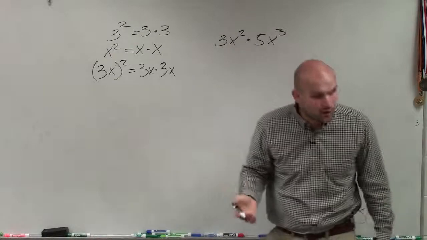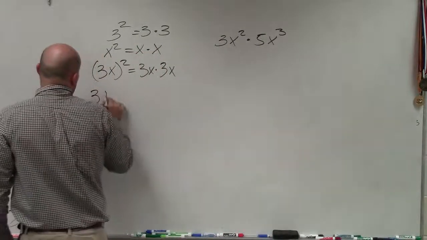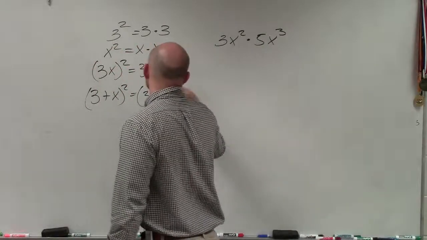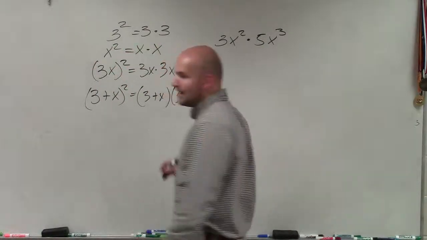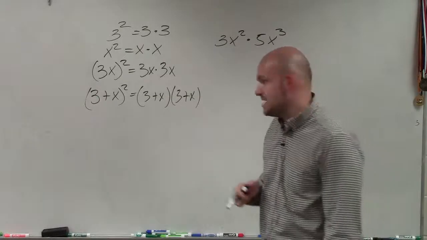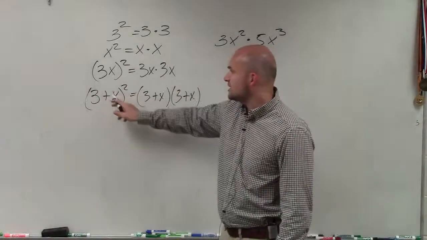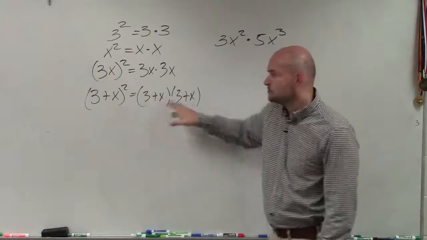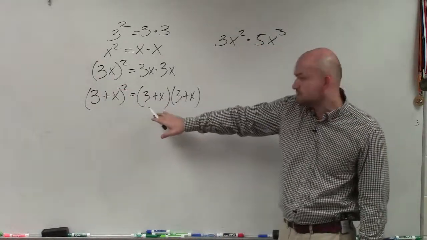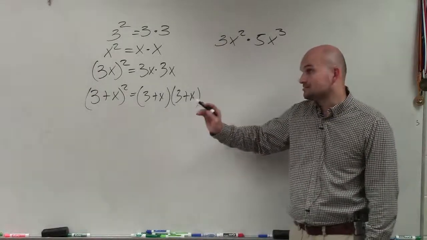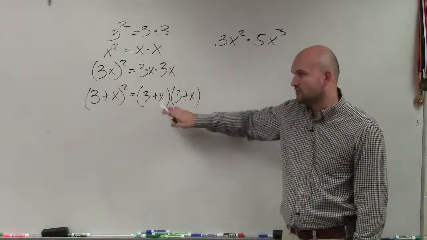And since I'm on a roll, I might as well do the next one. 3 plus x squared equals 3 plus x times 3 plus x. I'm going over this just because I see this as a very common mistake that students make. A lot of students want to do, oh, 3 plus x squared is 9 plus x squared. No. You have to use FOIL to do this, which would be 9 plus 6x plus x squared. All right? You'd have to do FOIL for that one.